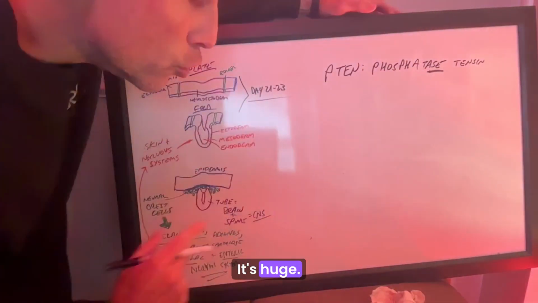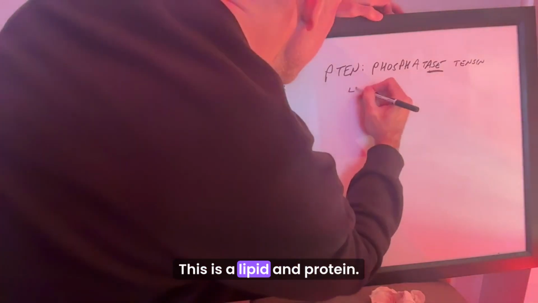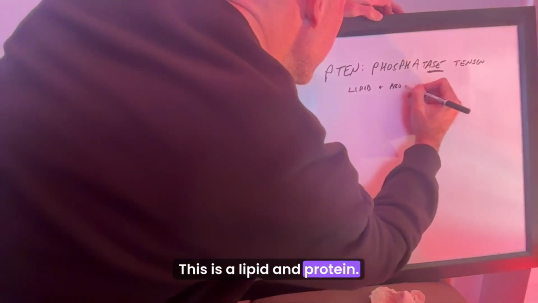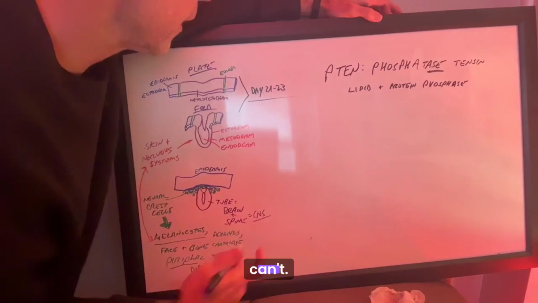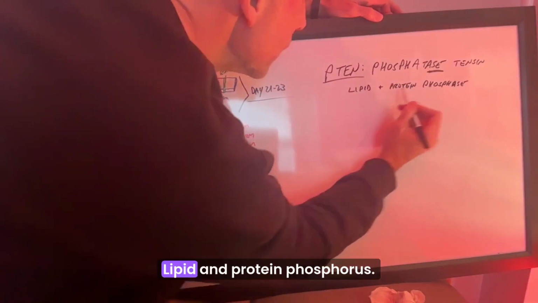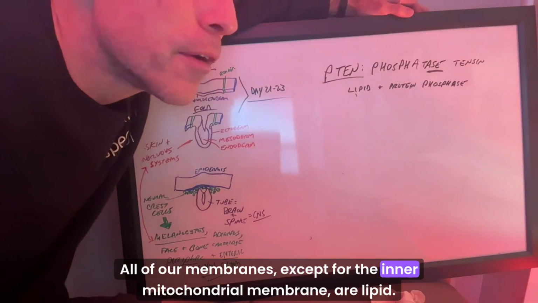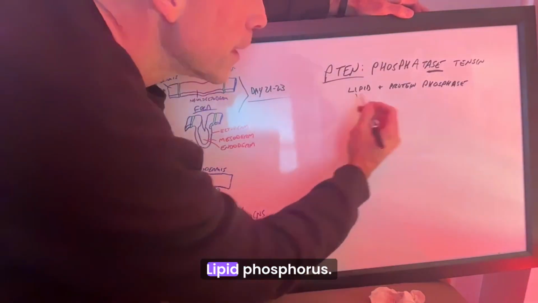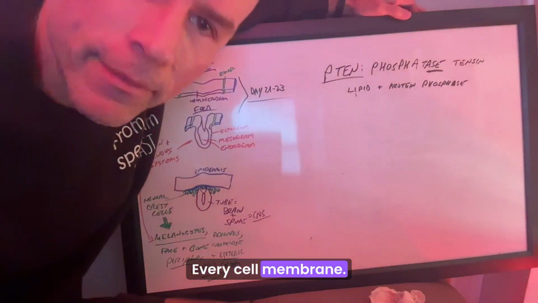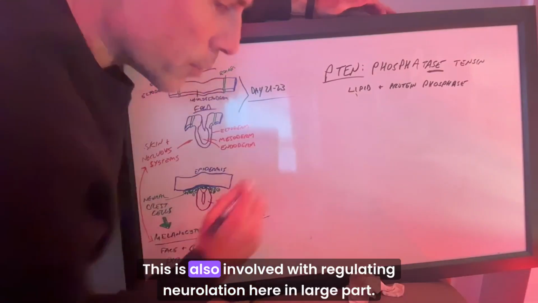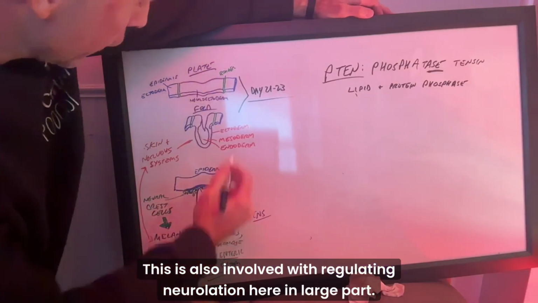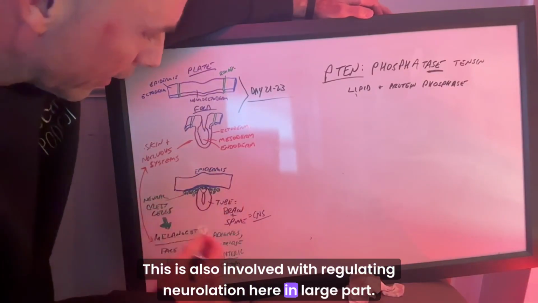PTEN. It's huge. This is going to be huge. This is a lipid and protein phosphatase. I can't spell that. Lipid and protein phosphatase. All of our membranes, except for the inner mitochondrial membrane, are lipid phospho-based. Every cell membrane. This is huge. This is also involved with regulating neurulation, in large part.